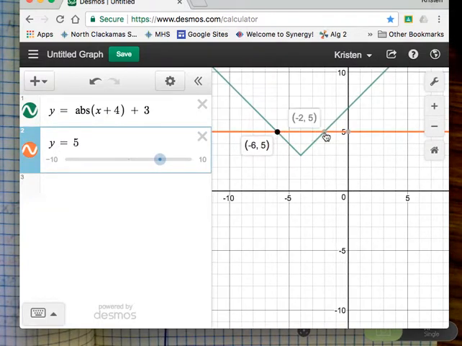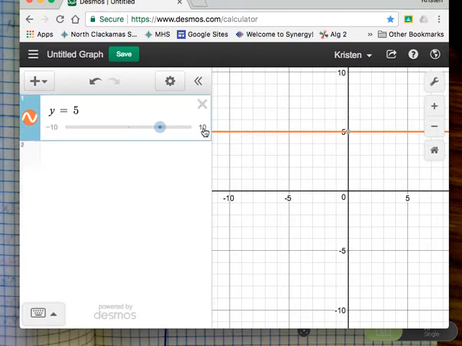Here we can see our two solutions are at (negative 6, 5) and (negative 2, 5). Notice the y values are 5. That makes sense because that's one side of our equation, and our x values are negative 6 and negative 2. So our two solutions are negative 6 and negative 2. If we plug those in, negative 6 plus 4 is negative 2. The absolute value of that is positive 2. Positive 2 plus 3 gives us the 5 we're looking for.